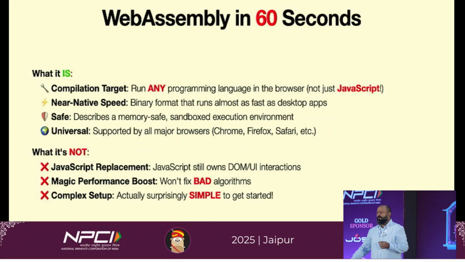Okay, we'll quickly walk through what WebAssembly is and what it's not. We've already seen it's basically a compilation target. So any compiled programming language can be ported and run directly in the browser, not just JavaScript. It also promises near native speeds because it's a binary format that runs almost as fast as desktop applications. It is safe because it describes a memory safe sandboxed execution environment, which means that even if something does go wrong, it stays within that sandbox and doesn't necessarily break your front-end application.